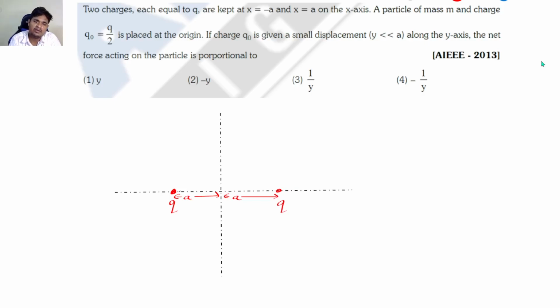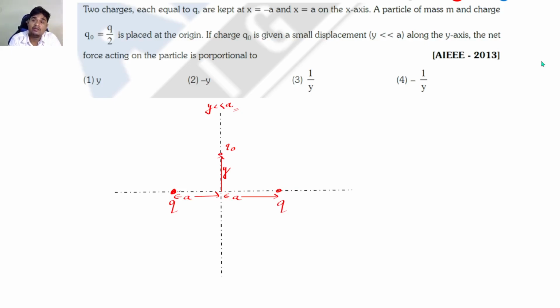Now there is a third charged particle which is q naught, that is kept on it, and which is at a distance of y on the y-axis, and it is given that the condition is y is much lesser than a. We have to find that the force acting on this charge q naught is a function of y, minus y, 1 by y, or minus of 1 by y.